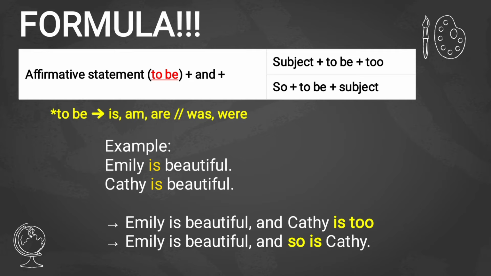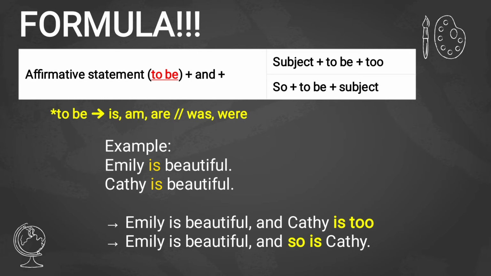Okay, the first formula is affirmative statement with predicate to be. Jadi yang pertama ini untuk kalimat positif yang predikat di dalamnya mengandung to be. The formula is the affirmative statement and then and followed by subject, after that to be, and the last one is too. But if you want to use the word so, after the word so, it's followed by to be, and then the last one is subject. I need to notify you to be here is like is, are, or was, were.